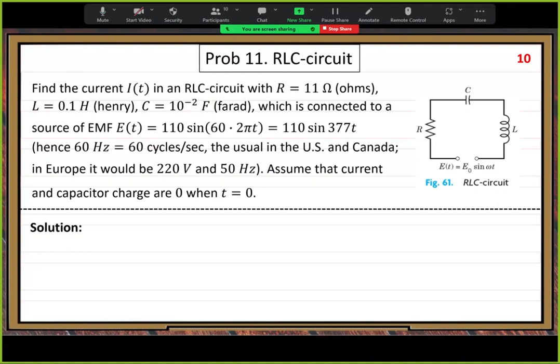Look at this question, problem number 11. This time, 3 components. The E function is given like that. L given, C given, R given, E function given. Initial condition: the current and capacitor charge are 0 at t equals 0. Then we need to find the current function.